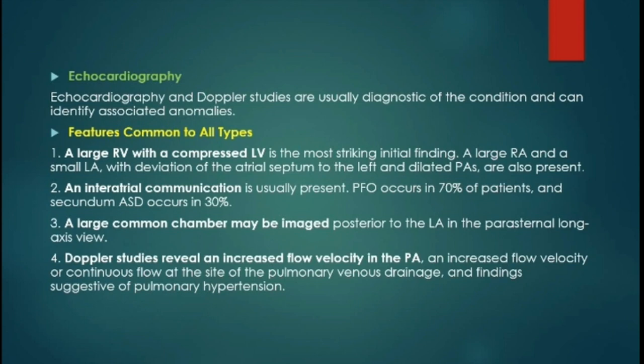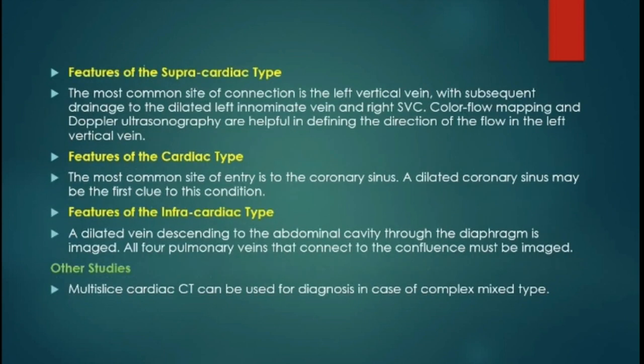There may be a large common chamber posterior to the left atrium, draining these pulmonary veins. Doppler studies may show increased flow velocity across the pulmonary artery or the tricuspid valve, or even over the pulmonary veins. Echo will also show the features of each type with the common pulmonary venous confluence draining into the specific site, whether in the supracardiac type, the cardiac, or the infracardiac, differentiating the different types. And sometimes we may need other modalities like multi-slice CT angiography to differentiate between different types.